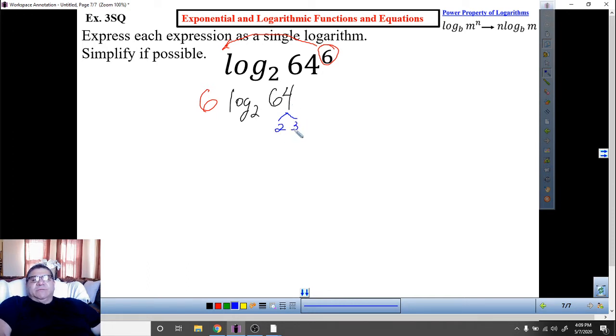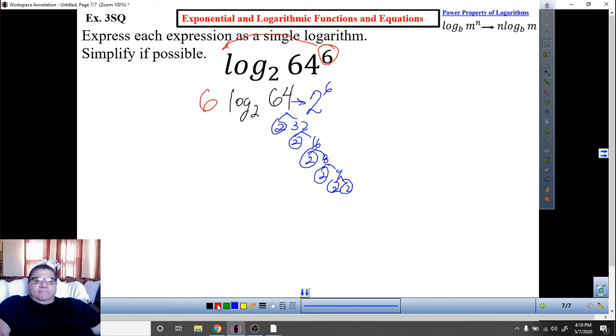64 divided by 2 is 32. 32 divided by 2 is 16. 16 divided by 2 is 8. 8 divided by 2 is 4. And 4 divided by 2 is 2. So 64 can be written as 1, 2, 3, 4, 5, 6. 2 to the 6th power.